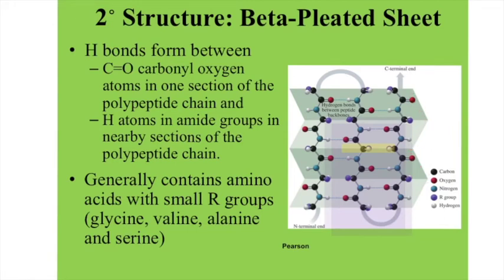Okay, your R groups are sticking above and below that sheet of paper. The R groups are purple, and you can see this purple R group is sticking above the paper, and then this one's sticking above the paper. This purple R group is sticking below the paper, and so is this R group. So above, and then below, and then above, and then below. For structures that adopt a beta pleated sheet, generally the R groups on your amino acids are going to be small. So they're going to be glycines, valines, alanines, and serines.